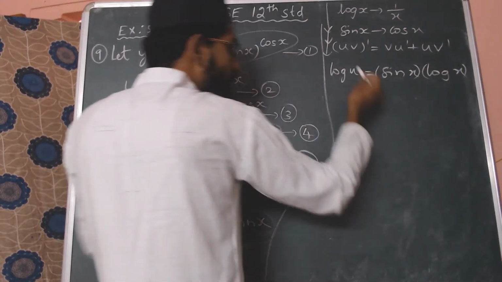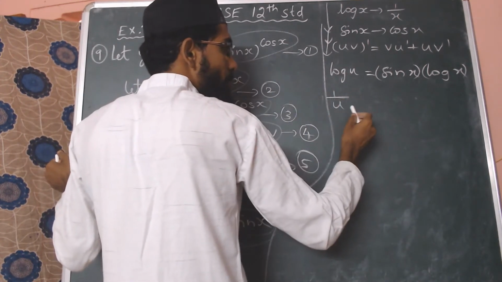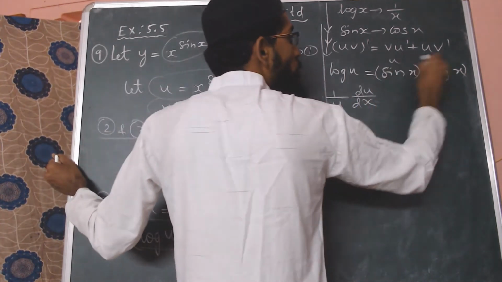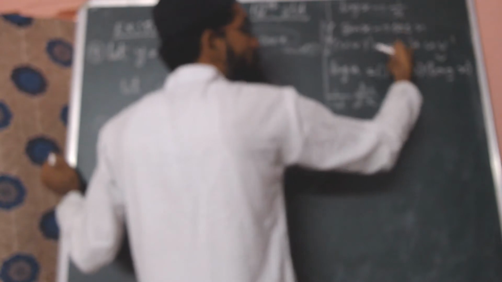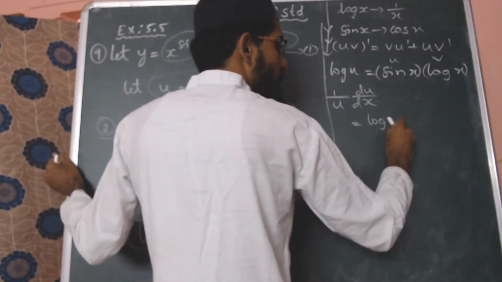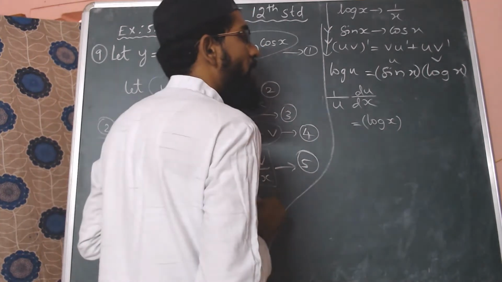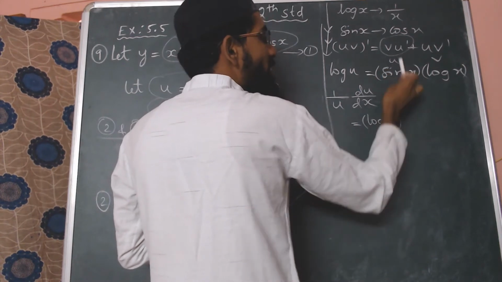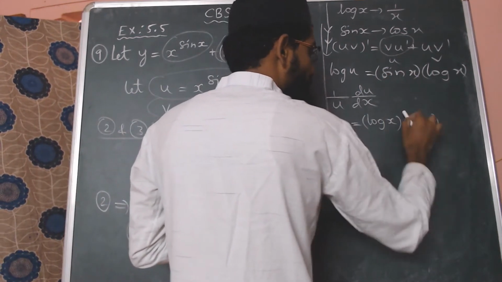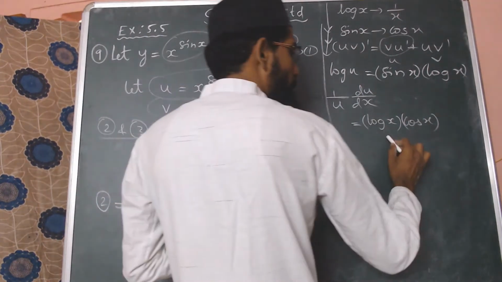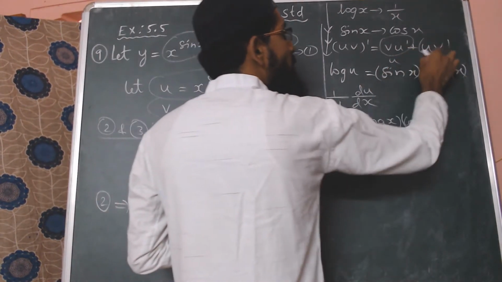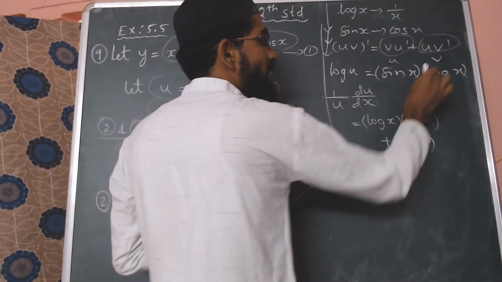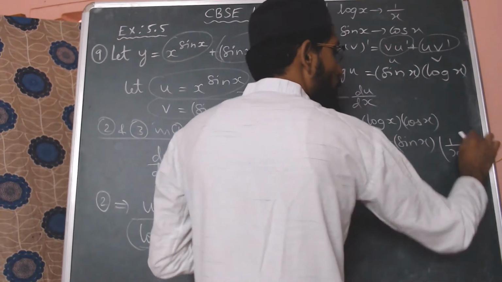Now if I differentiate this, what will I be getting? Log u derivative is 1 by u into du by dx, since I have differentiated u with respect to x. On the right hand side, the uv formula is vu dash plus uv dash. So put v, log x, as it is, into u dash, where the derivative of sin x is cos x. Plus uv dash: put u as it is, sin x, into v dash. Derivative of log x is 1 by x.